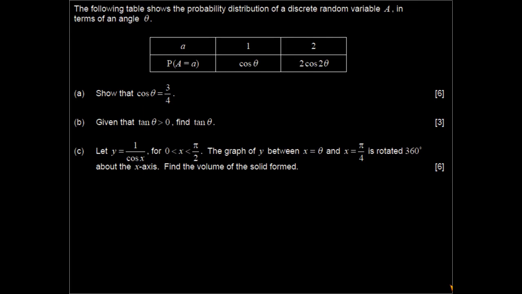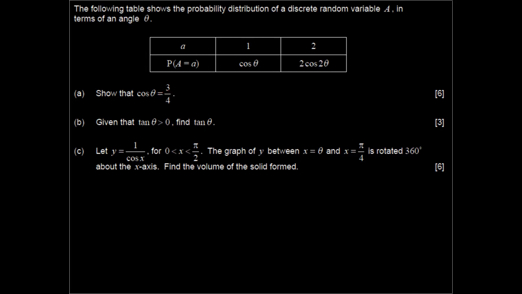Okay, so this question says, the following table shows the probability distribution of a discrete random variable A in terms of angle theta. So then it says A, we've got the probability here, and then number 1 we've got cos theta, number 2 we've got 2 cos 2 theta. Part A says, show that cos theta is 3 over 4.